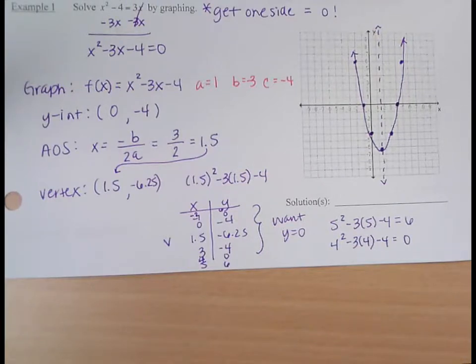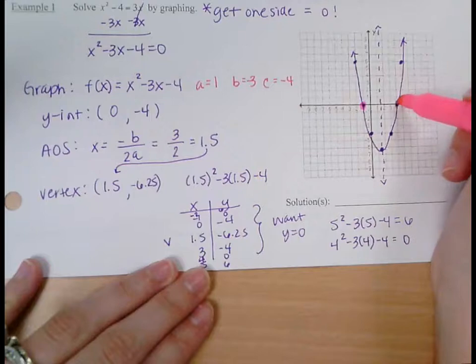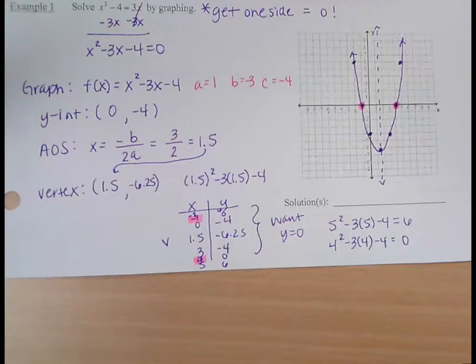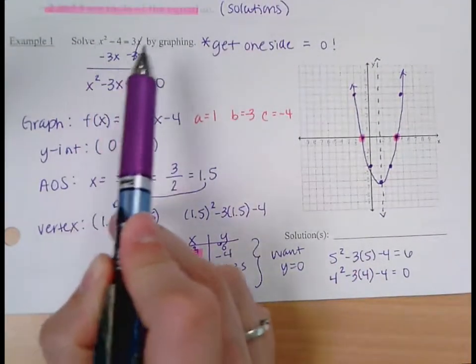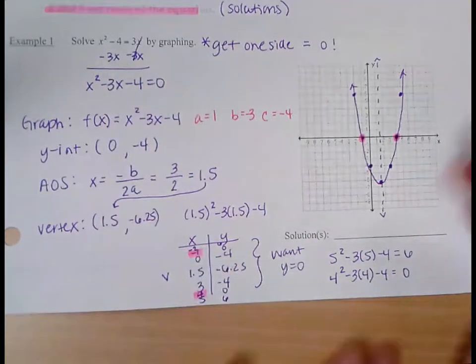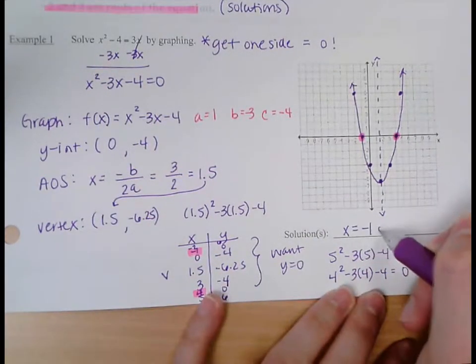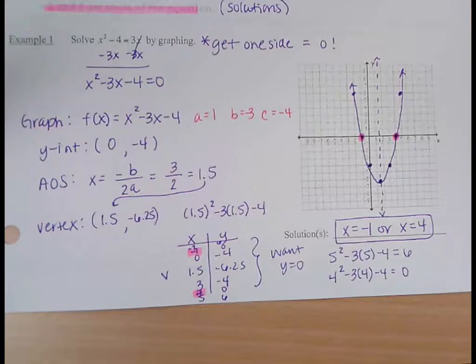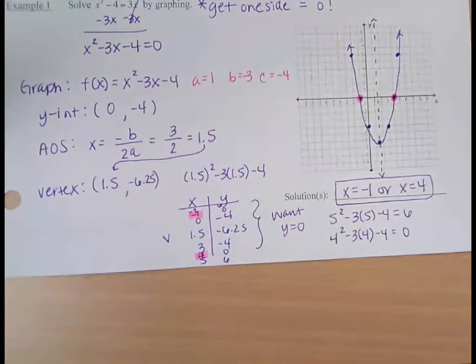And the x values of those points, the negative 1 and the 4, those are your solutions. So you do not need to list the entire ordered pairs as your answer, because think about this, if you're solving this equation at the beginning, the solutions are the x values. So my solutions would be x equals negative 1 or x equals positive 4. Okay, questions on that example?